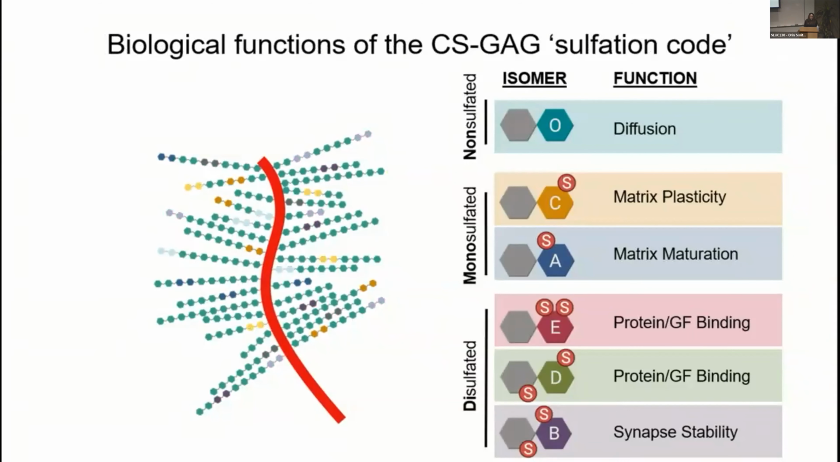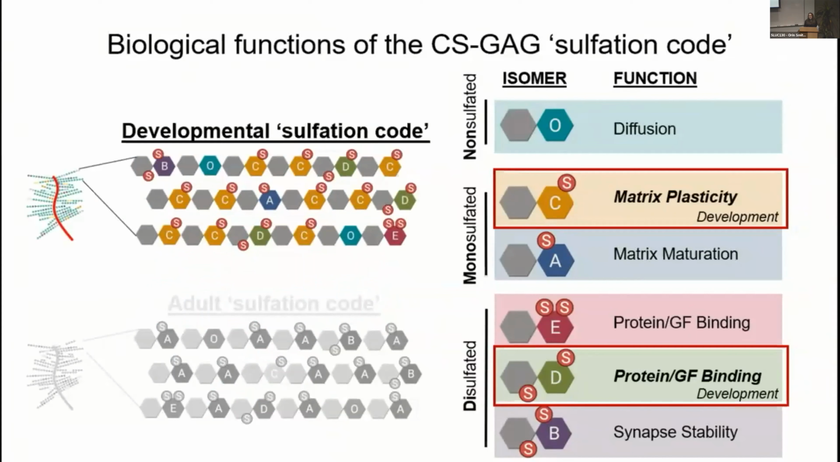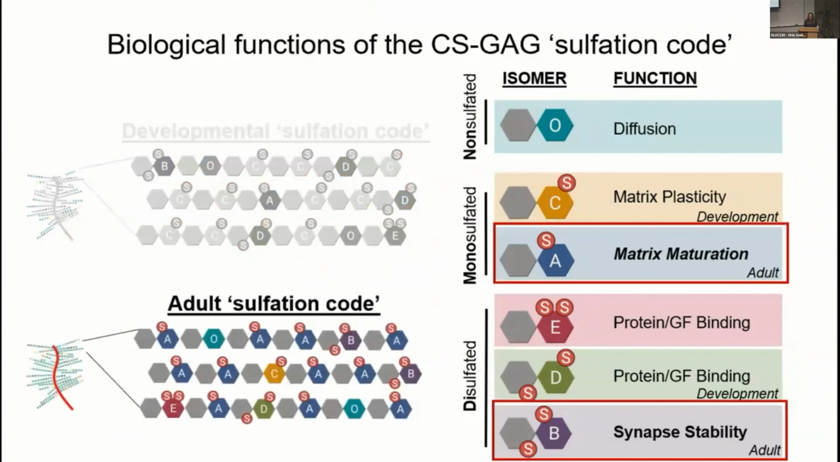For example, in development there is what is known as the developmental sulfation code. This code is very high in very specific isomers, including the C isomer in yellow, which allows for brain plasticity and a softening of the brain during matrix and nerve circuit formation, and the D isomer that allows for neurite extension and regeneration. But when you move into the adult, you age into what is known as the adult sulfation code. This code switches the isomer abundance from the C gold isomer to the A blue isomer, which is about matrix stiffening and decreased plasticity. It also includes dermatan sulfate to help stabilize those formed synapses.